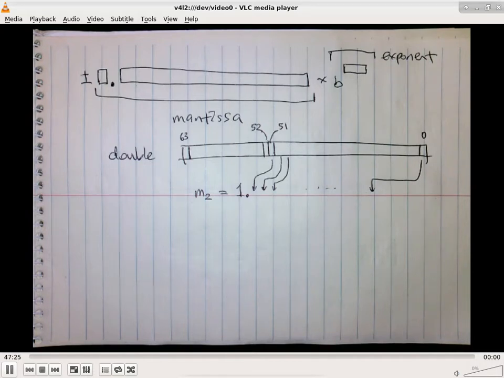Okay, so M2 is 1 point, and then the individual bits that we find in a double. There's no need to represent the 1 point, because in base 10, a normalized mantissa can be 1 point something, 2 point something, 3 point something, all the way up to 9 point something. But in base 2, the normalized mantissa has to be 1 point something. So why would I want to represent that 1 when that 1 is always there? So that's why the 1 is not represented as a part of the double. It is just implicit.